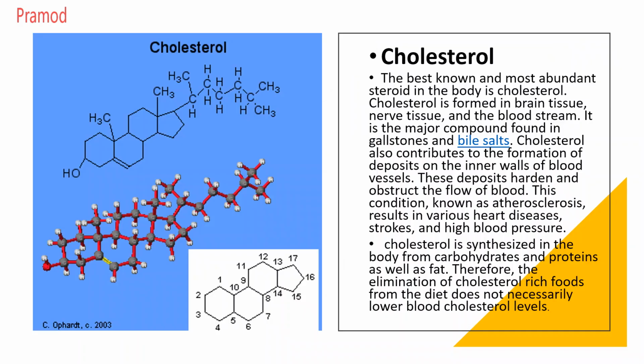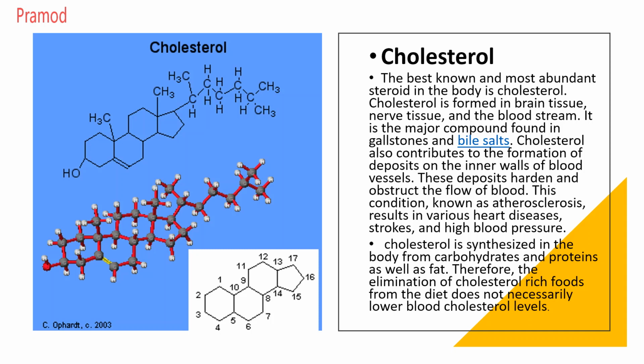Now let's go to cholesterol. As I said, cholesterol is abundant in your body. It is found in your brain, nervous tissue, and bloodstream, and is a major component of gallstones and blood. It may cause arteriosclerosis by deposition on the walls of your blood vessels. That is known as arteriosclerosis.